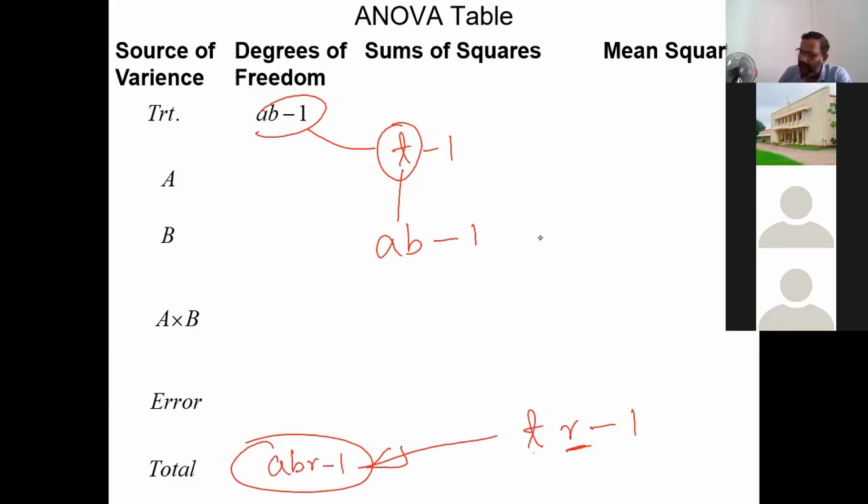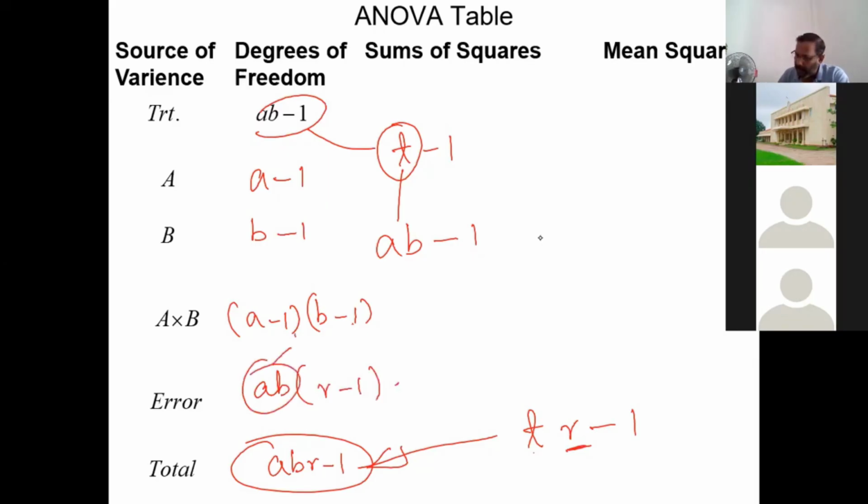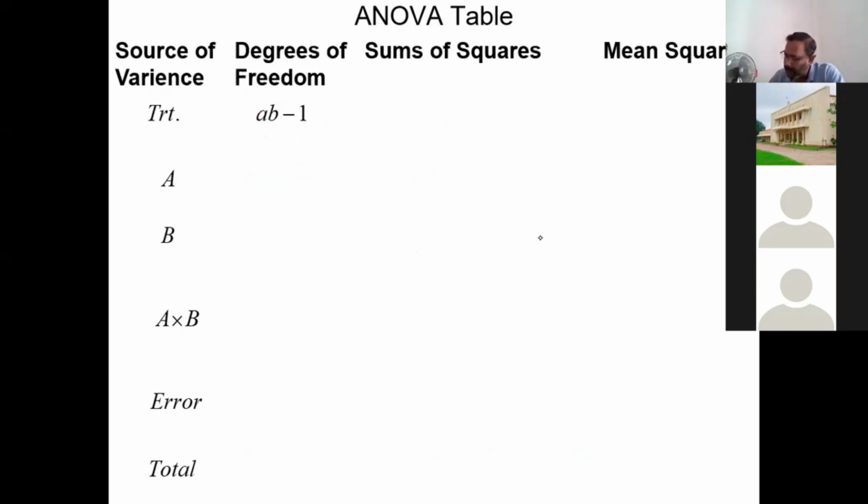How many levels are there in A? Factor A has a total of A levels, so A minus 1. How many levels of factor B? B. So that is B minus 1. So this is A minus 1 into B minus 1. This is AB into R minus 1. This is the same thing, because in CRD you might have taken this as T. So I'm going to write down all of them. There is a chat, yes, good.